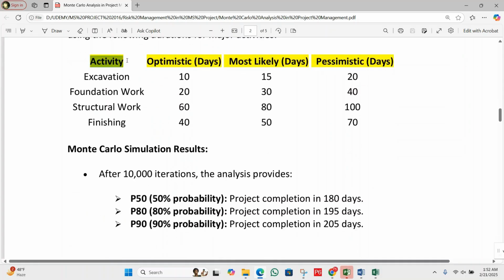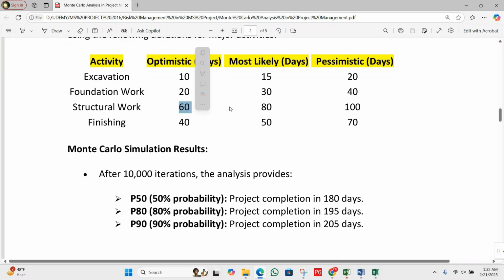Here you can see we have the activities: excavation, with optimistic days, most likely days, then pessimistic days. You can say the optimistic is the minimum, then the most likely is the ideal duration, and the pessimistic can take up to 20 days. So here we have the three-point estimation: optimistic, then most likely, then pessimistic days. As for excavation, then foundation work, you can see 20, 30, and 40.